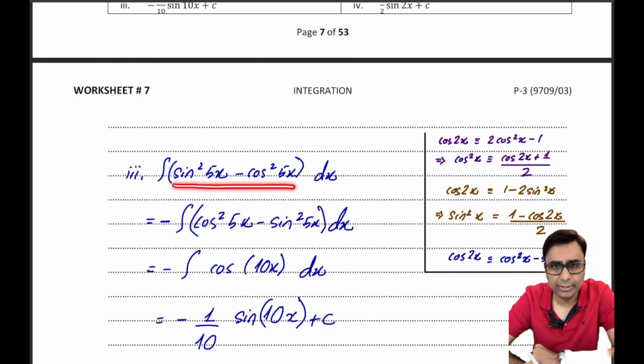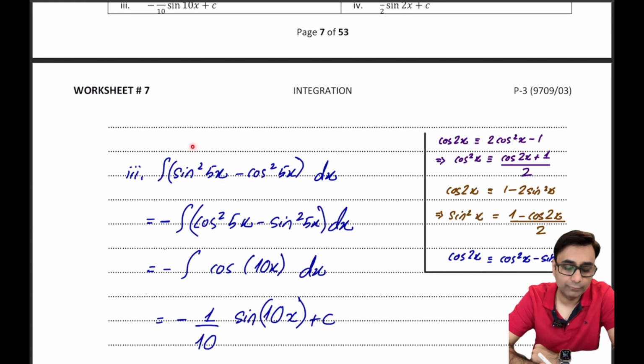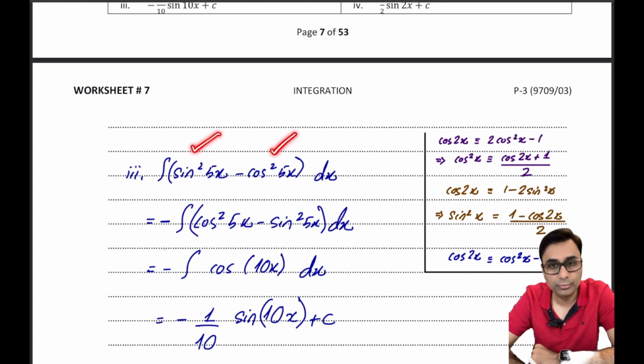Moving on, I have another example where I have to integrate sin square 5x minus cos square 5x. I can take a slightly longer route and apply the double angle formula on this sin square separately and this cos square separately, and that would work too.